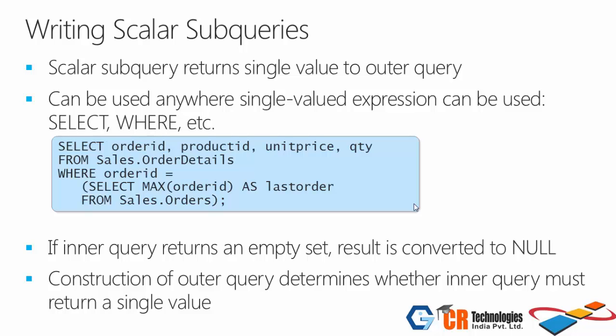So you've got an example there which you're looking at right now, and what we're trying to do is pick up the max order ID and pass that as a value from the inner query to the outer query, in order to return the results of that query.